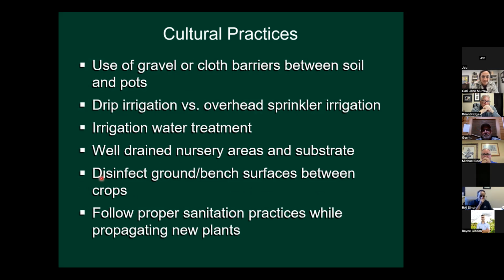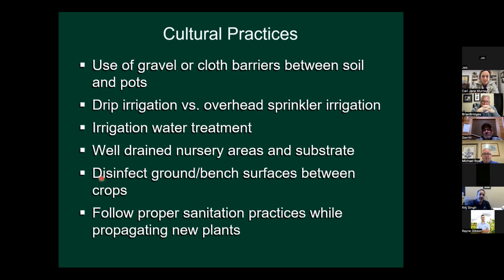Finally, any kind of barrier that you can use between the containers and the native soil. Again, the idea here is to stop the soil particles splashing into the containers, okay? And if you have heavy soils underneath and the water is not moving, that will also give it some space that is not coming in contact directly with that water.